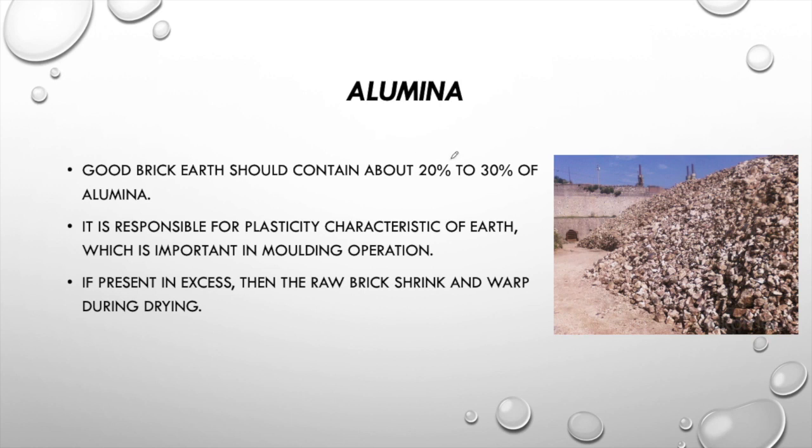Good brick earth contains about 20 to 30% of alumina, and it is responsible for the plasticity characteristic of the earth. That is why it is important in the molding operation. It leads to the joining of the different materials into the brick. Now, if it is present in excess, then the raw brick shrinks and warps during drying. Okay, so the presence of alumina in excess is also undesirable.